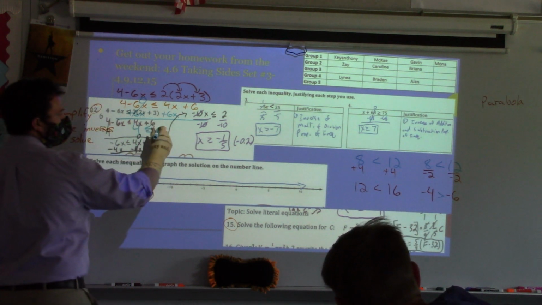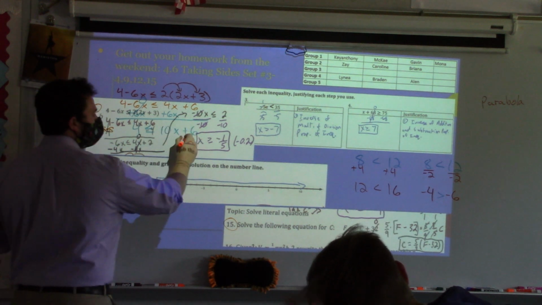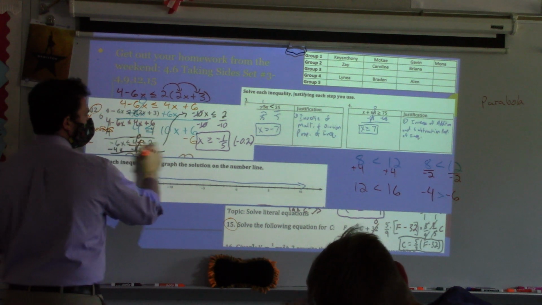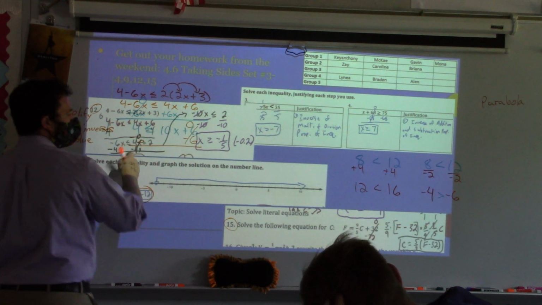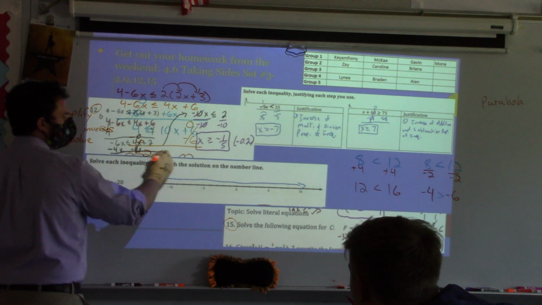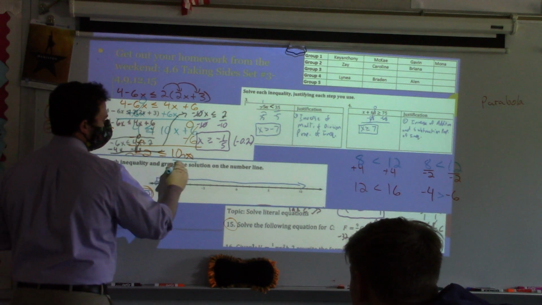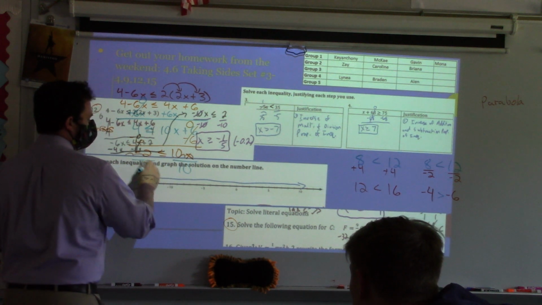So 4x plus 6x is 10x. Now because of that, I need to subtract 6, and again I'm creating that zero property of inequality to make sure it stays equivalent. That's a lot, right? It's really not.